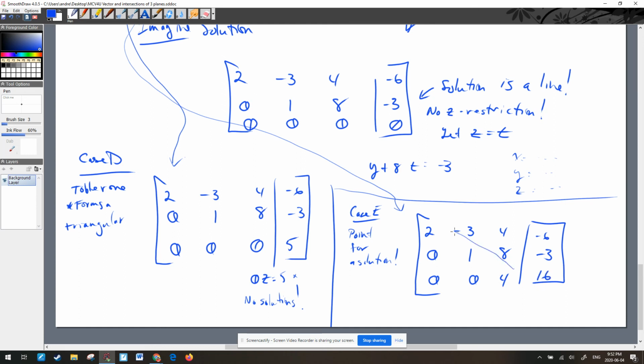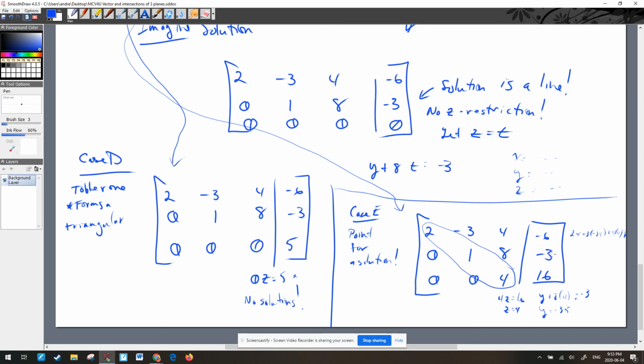So we've got our diagonal that's fully populated, and we've got zeros below our diagonal. But here you'd say, oh, now I've got 4z equals 16, so z equals 4. Then you go back up: y plus 8 times 4 equals -3, so y equals -35. Then you go back up: 2x minus 3 times -35 plus 4 times 4 is equal to -6. I can't do that one in my head, but then you would solve that.